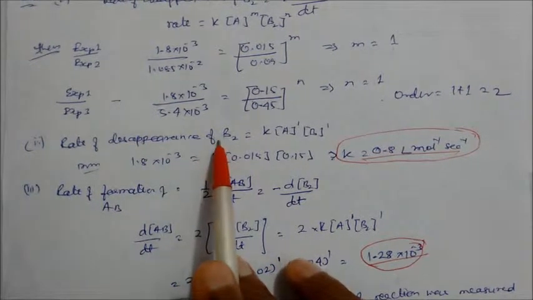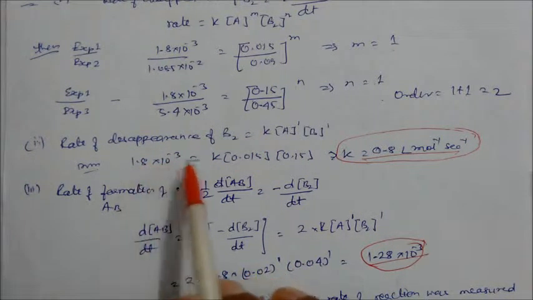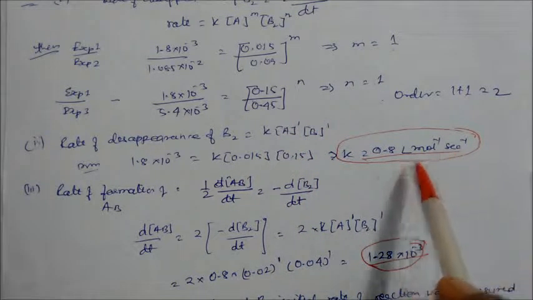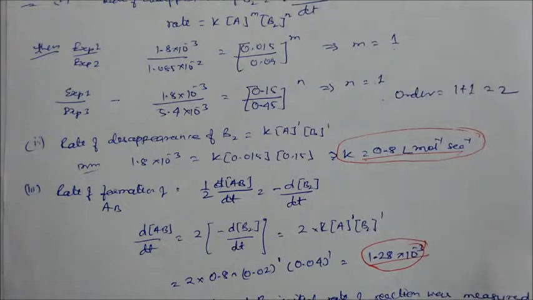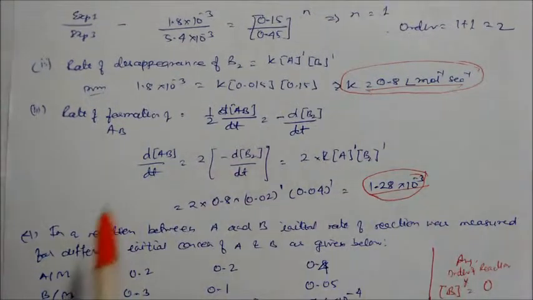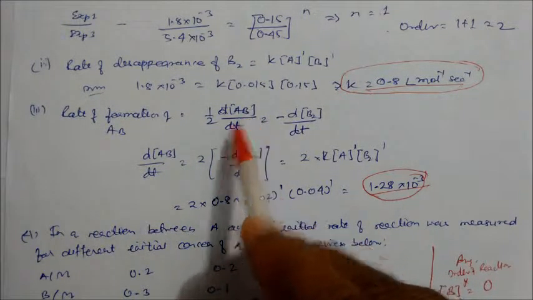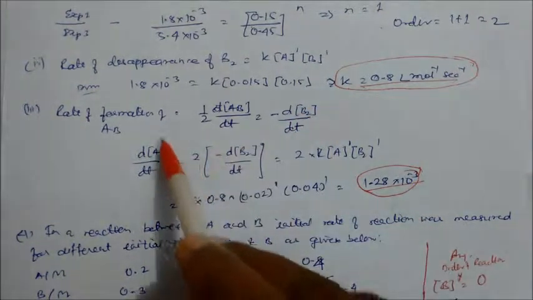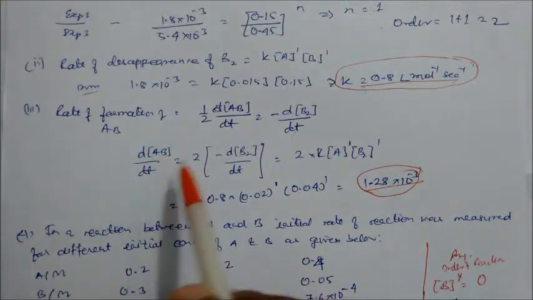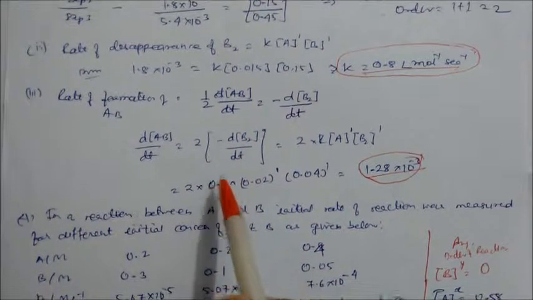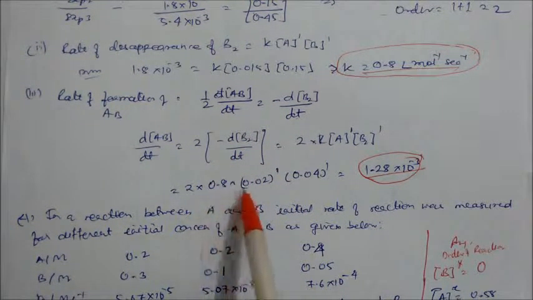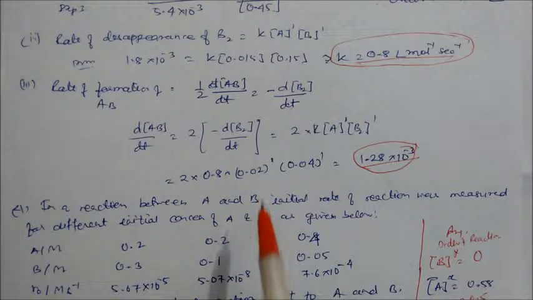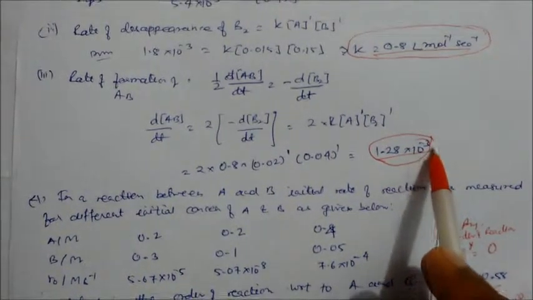For the rate of disappearance of B, this is given here: k, and the concentration of A is this much, B is this much. You will get the k value this much, 0.8 liter per mole per second. Rate of formation of AB: half of d[AB] by dt equal to minus d[B] by dt. So this is the rate of disappearance. So the rate of formation of AB will be 2 times this, and this we know already. This is 2 into 0.8 into 0.02 squared into 0.04, which is equal to this much. On solving you will get 1.28 into 10 to the power minus 3.